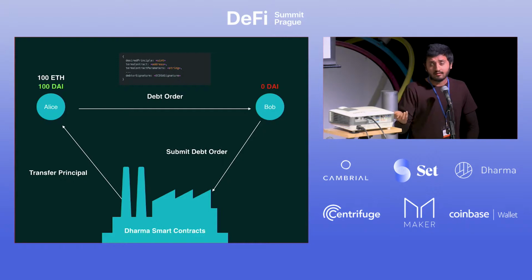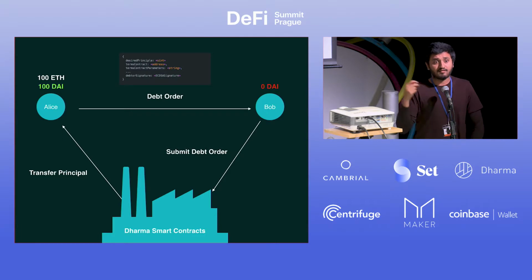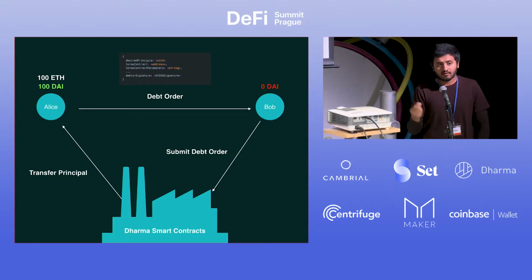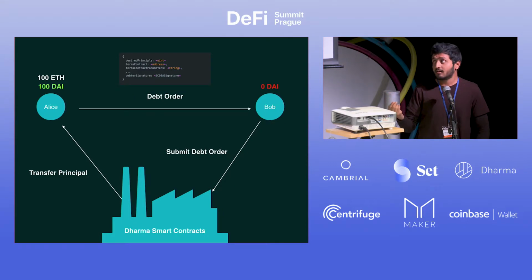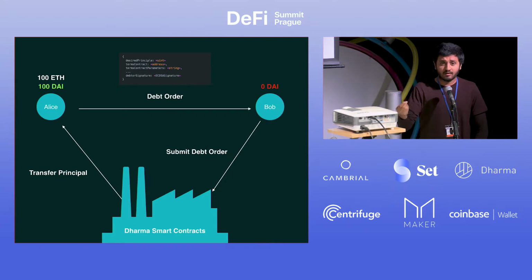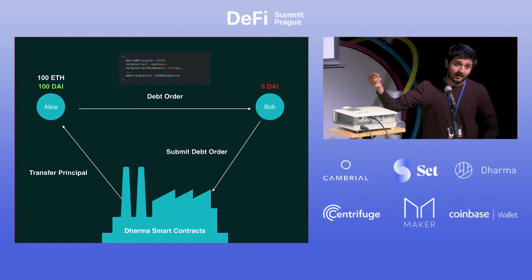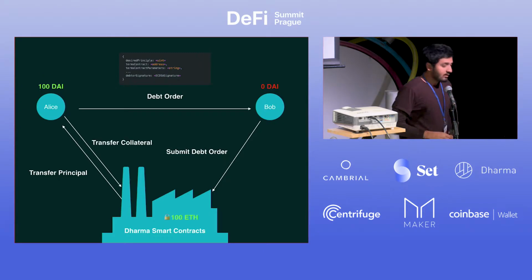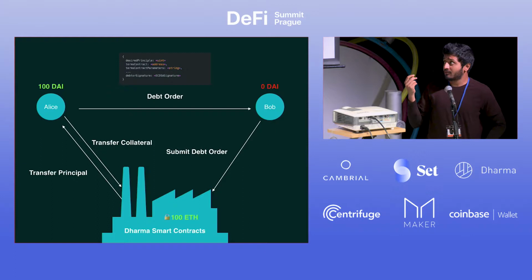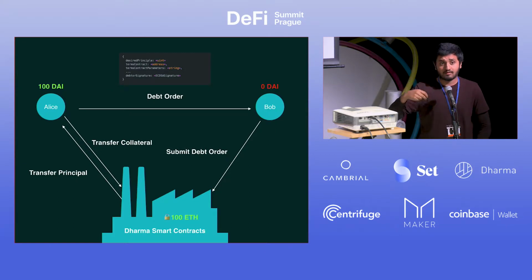is agree to that debt order, and Bob submits that debt order to the Dharma smart contracts. In a sense, Bob is giving permission to the Dharma smart contracts to transfer the principal from his wallet. So once the debt order is submitted and the signatures are valid, the Dharma smart contracts pull the funds from Bob's wallet and send the 100 DAI to Alice. In the same process, Alice, of course, gives a commitment to transfer the collateral, so the collateral gets locked up in the Dharma smart contracts in escrow.